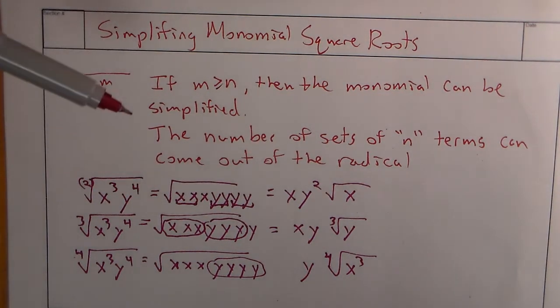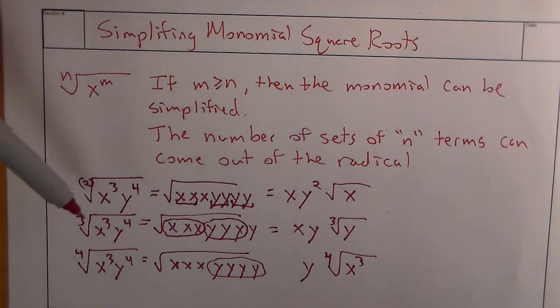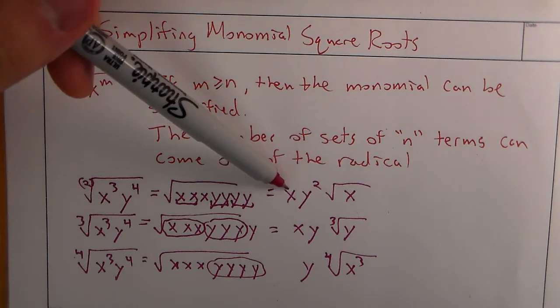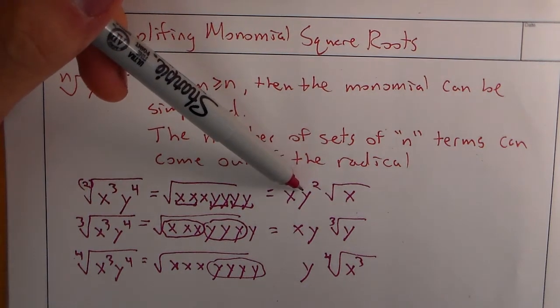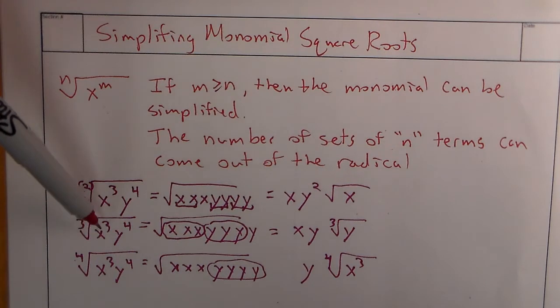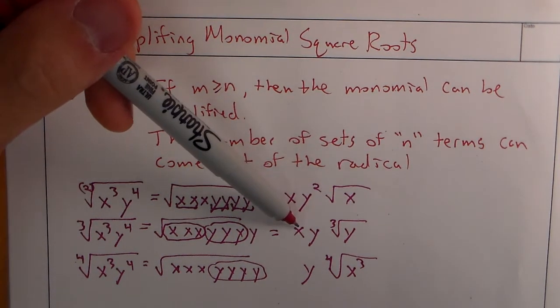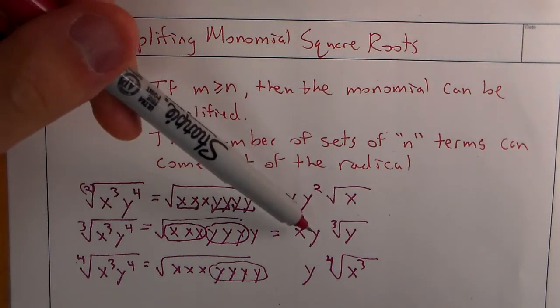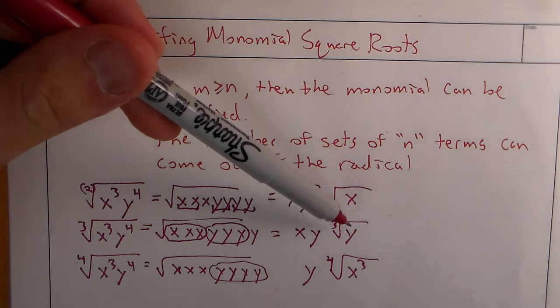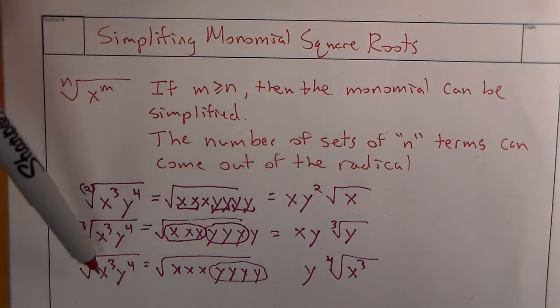Now what we can also start to do is think of it like division. So I had 3 divided by 2 is 1 with a remainder of 1. 1 set came out, 1 left over. 4 divided by 2 is 2, which is why we have 2 sets of y on the outside. X to the third, so we got 3 divided by 3 is 1. There's our 1 set on the outside, nothing on the inside. 4 divided by 3 is 1 with 1 remaining, so it's the odd one left in the sets.